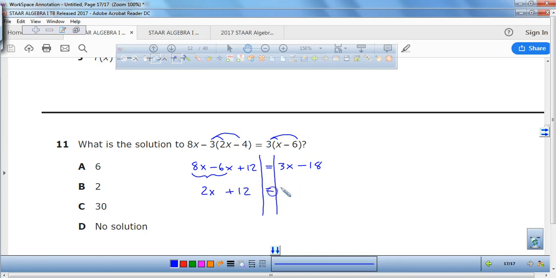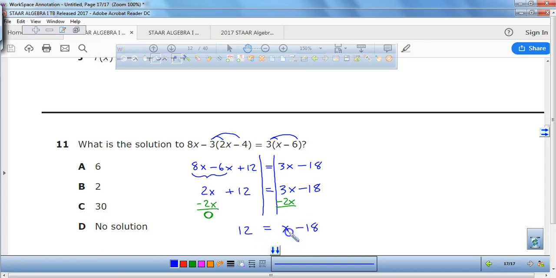Now can't combine those, so now we have to make a decision. Where do we want to put them? On the left side or the right side? Well, I'm going to choose everything going on the right side, the x's. So minus 2x here, minus 2x here, and that zeroes out. Those are called additive inverses. They zero out. So let's see what we have left now. We have 12 equals 3x minus 2x is x minus 18.